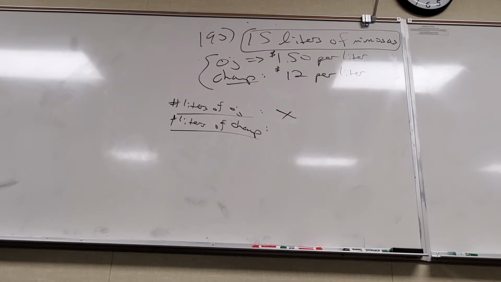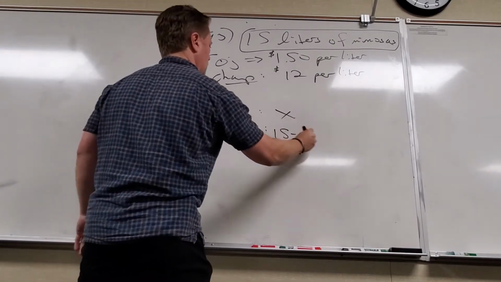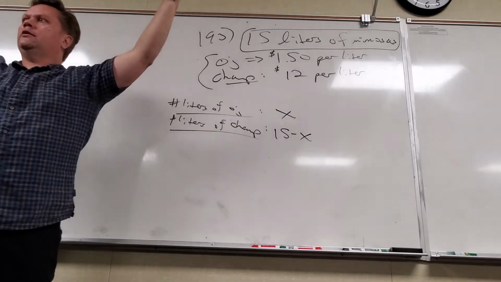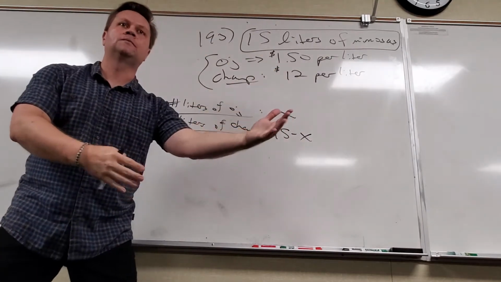Again, pay attention to what your brain is doing. If I know she wants to make 15 total liters, she's got 4 OJ. What's left for the champagne? 11. Where did 11 come from? 15 minus 4. What if she had 7 liters of OJ? There would be 8. How'd you get that? 15 minus 7. How much OJ did we use? X. How much champagne then? 15 minus X. That's the rest. Anytime you have a total amount of something, one of these is going to be the total minus X, because that's what's left.